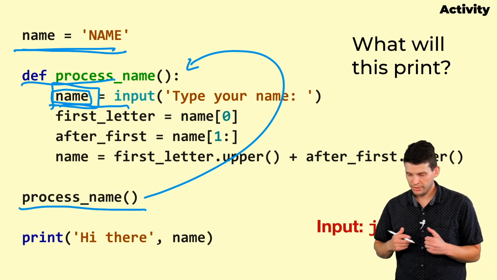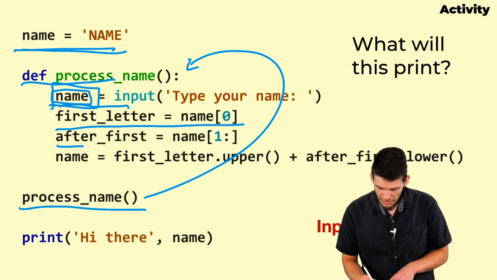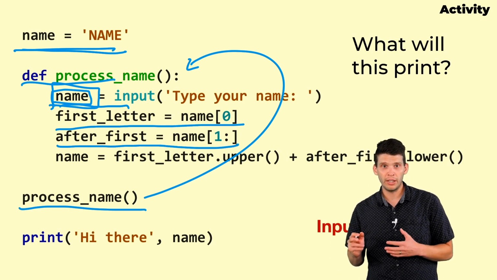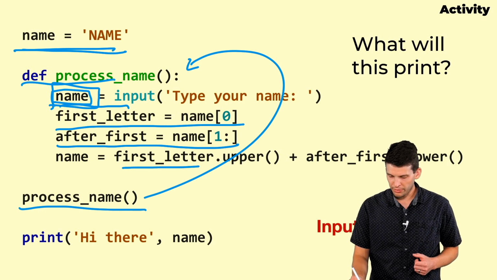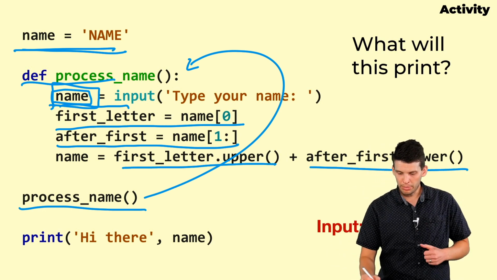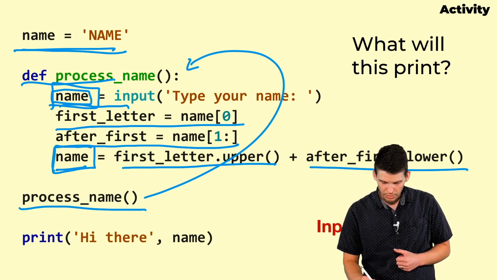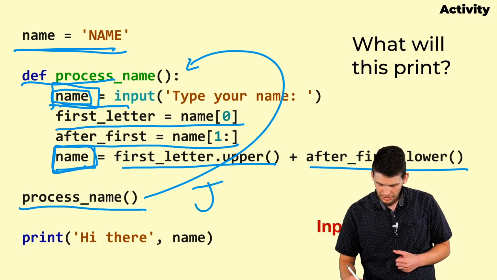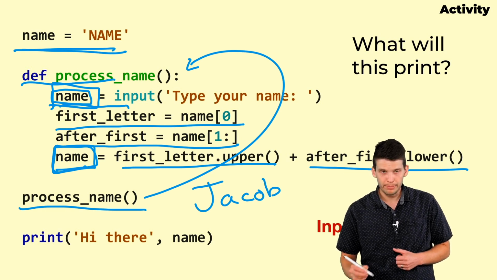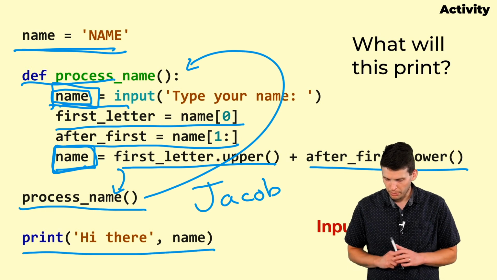Well, let's see. So we grab the first letter, and then with a slice, we grab the remaining letters, and then we convert that first letter to upper, the rest of the letters to lower, concatenate them, and put them into name. So presumably at that point, this name variable would be the correctly capitalized Jacob. So then the function would return, and we'd go down here and print.